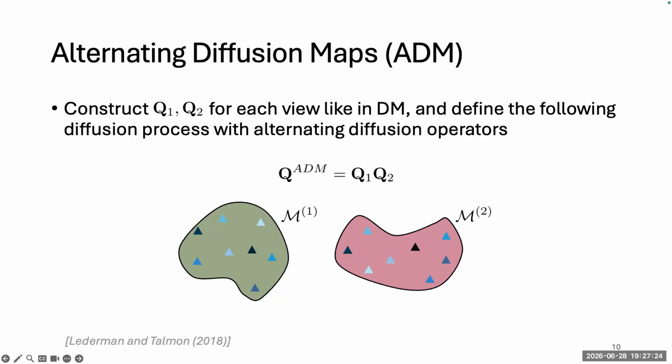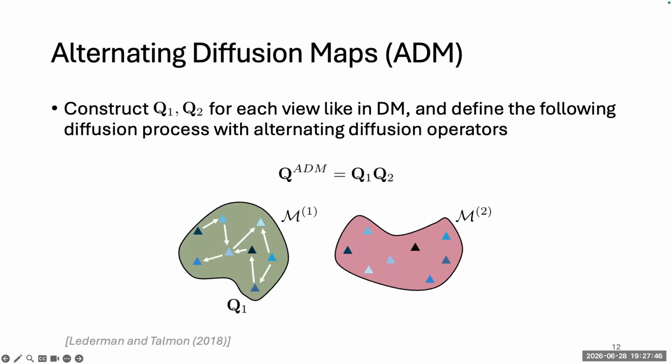Consider QADM as a diffusion process split into two steps, Q1 and Q2. First, Q2 propagates mass according to the geometry of the manifold M2. Then, the mass is transferred to the first manifold through the alignment, and the mass is propagated through Q1.